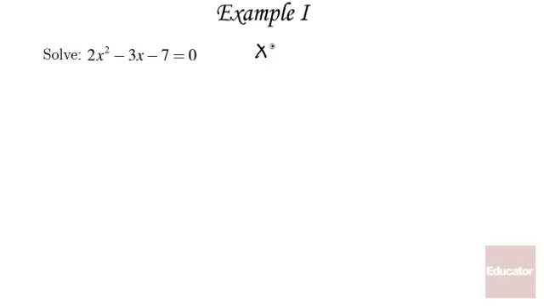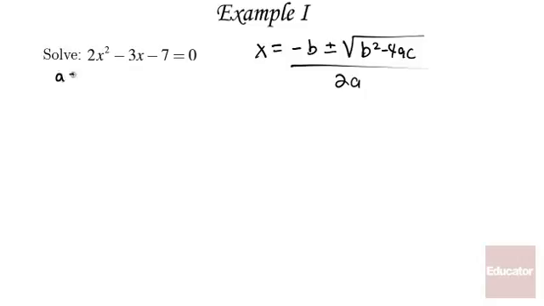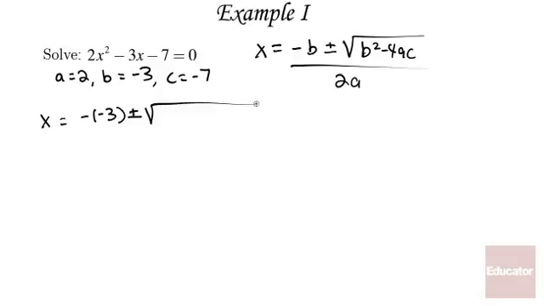Recalling that the quadratic formula is x equals negative b plus or minus the square root of b squared minus 4ac over 2a. Here, a equals 2, b equals negative 3, and c equals negative 7. So b is negative 3, so negative times the negative 3, plus or minus the square root of b squared, this is negative 3 squared, minus 4 times 2 times negative 7, 4ac, all of that divided by 2 times 2.